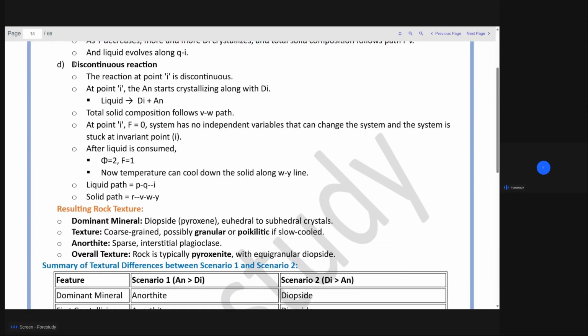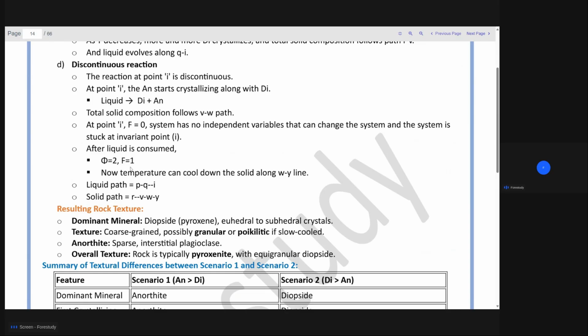Now the discontinuous reaction, a reaction at I, which is discontinuous. At point I, the anorthite starts crystallizing along with diopside. Liquid will give diopside plus anorthite, the same thing that happened in the first case. The total solid composition follows the VW path. At point I, F equals 0 at the eutectic point. The system has no independent variables, so it's an invariant point, and the system is stuck at invariant point I. After liquid is consumed, phi equals 2, F equals 1.